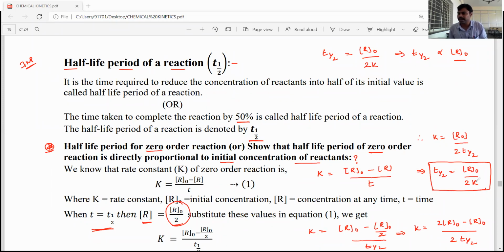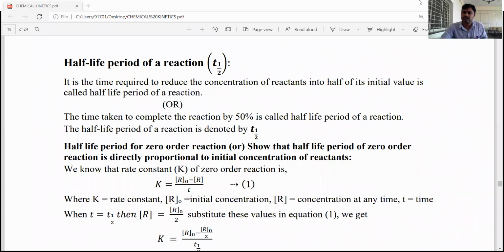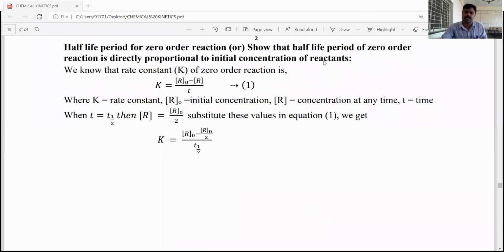Then in the above formula, K is a constant. That's why T half is equal to 1 by 2K into R naught. This 1 by 2K is the constant. If you remove that constant, T half is directly proportional to R naught, the initial concentration of the reactant. Okay, dear students, this is about zero order reaction. In the same way, the first order reaction half-life period also we need to derive. These zero order and first order reaction half-life periods are very, very important. Okay, dear students. Now let's see the first order reaction.